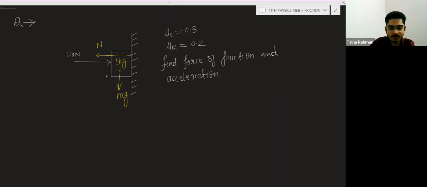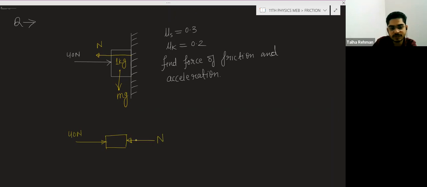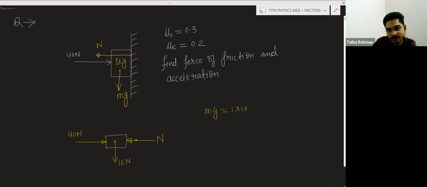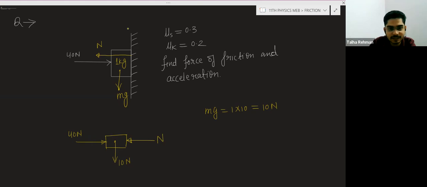Okay. So now draw the FBD for this block. On this block, a force of normal reaction is this. Direction is important. Here is a normal reaction. Here is a force of 40 Newton. Mg means 1 into g, means 10 Newton force in the downward direction. I have taken g as 10 meter per second square. Now see, this block has the tendency to go in the downward direction. So force of friction will act in this direction, tangentially. Remember this point. Here will be the friction force.